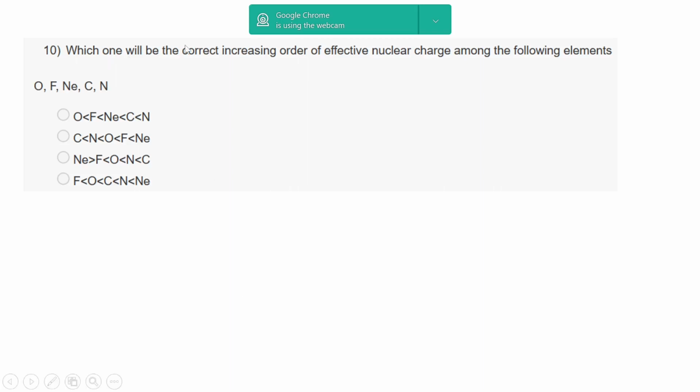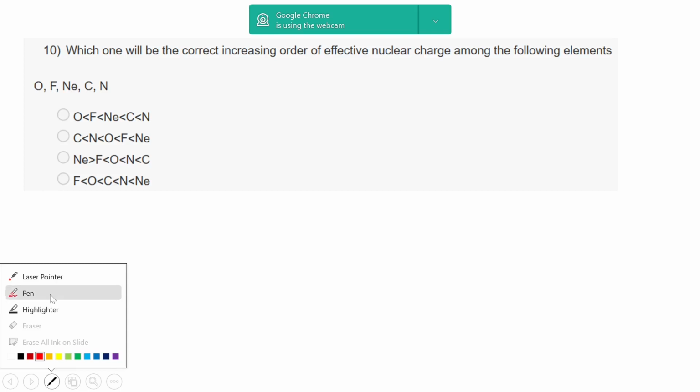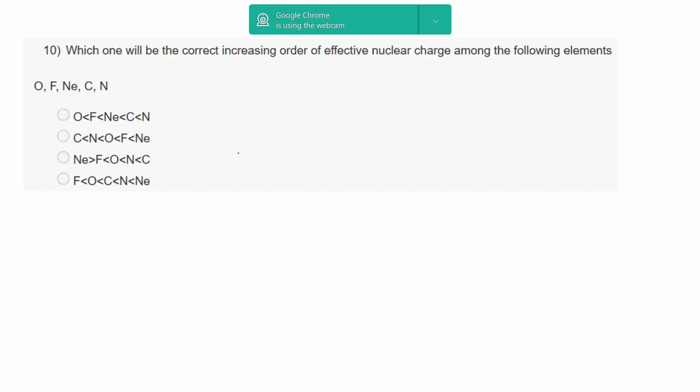So this is again a straightforward question. Which one will be the correct increasing order of effective nuclear charge among the following levels? So this one you don't have to really solve for effective nuclear charge and all. This is from general knowledge.